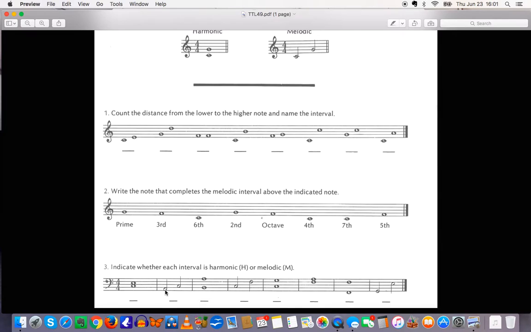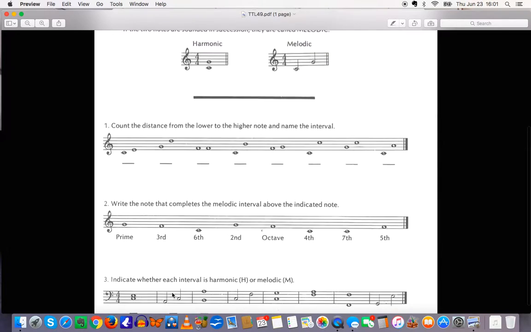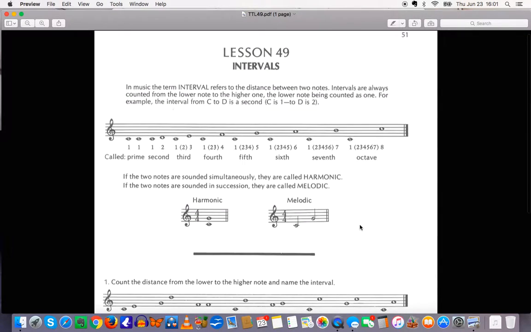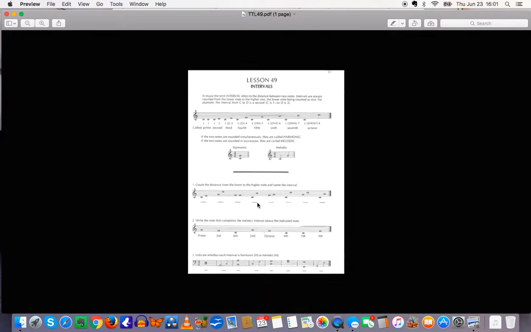Here we have A, here we have C, A, B, C, and that's going to be a third as well. Actually, I don't think they want you to write the number in on this line, so sorry about that. It would be good practice, though, if you want to do some extra credit.